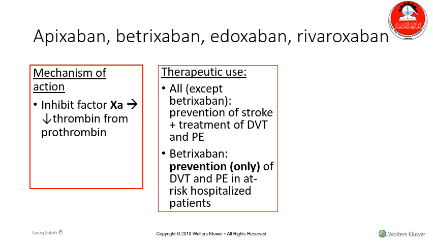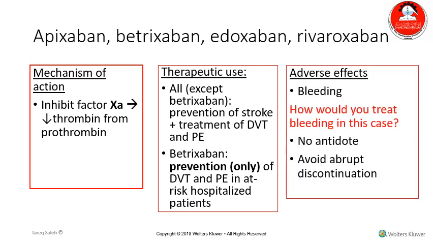These drugs can all be used for the prevention of stroke and the treatment of deep venous thrombosis and pulmonary embolism, with the exception of betrixaban. Betrixaban can only be used for the prevention of DVT and pulmonary embolism in patients who are at risk, usually in the hospital, but it can't be used for the acute treatment.